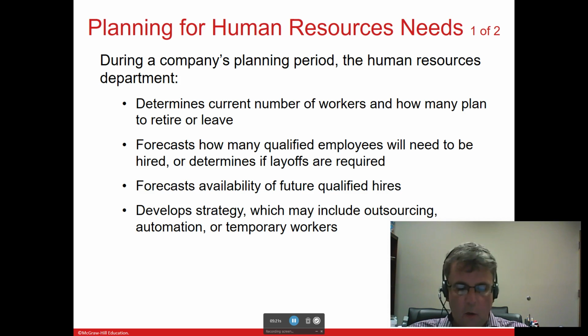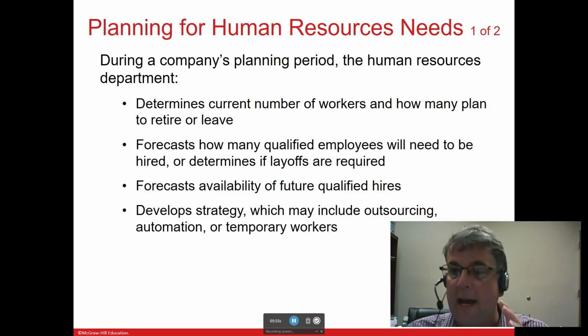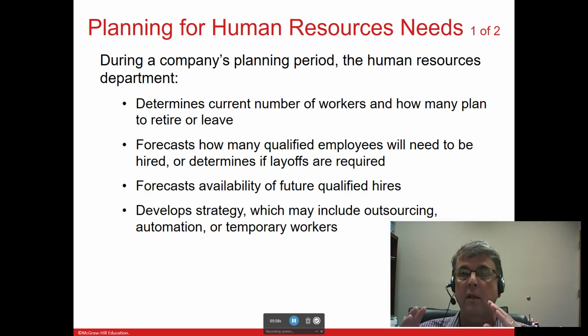Okay. Now, the next thing we talk about, and this is learning objective 10.5, is planning for human resources needs. During a company's planning period, the human resource department, one, determines the current number of workers and how many plan to retire or leave. A retiring worker is a huge loss for the company. That person who has all of this experience, all of this training, all of this know-how, this human capital that contributes to the productivity of a firm is walking out the door forever.